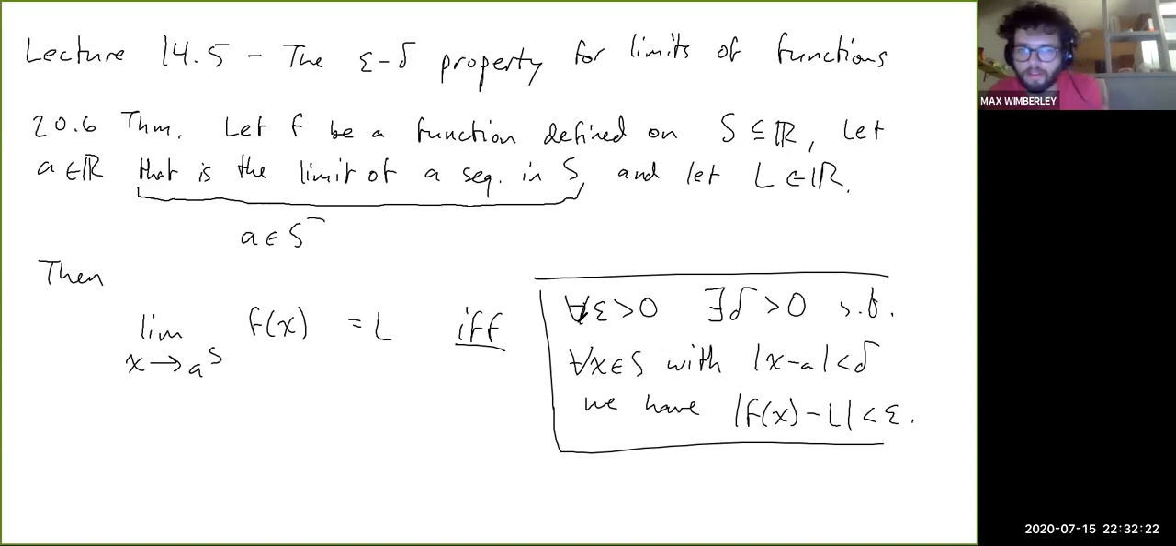You'll notice it looks almost indistinguishable from the definition of continuity, where instead of the domain of f, we just have the set S here. So it's almost exactly the same. I'm going to try to expedite the proof a little bit, so I won't be super detailed. Let's do the other direction first.